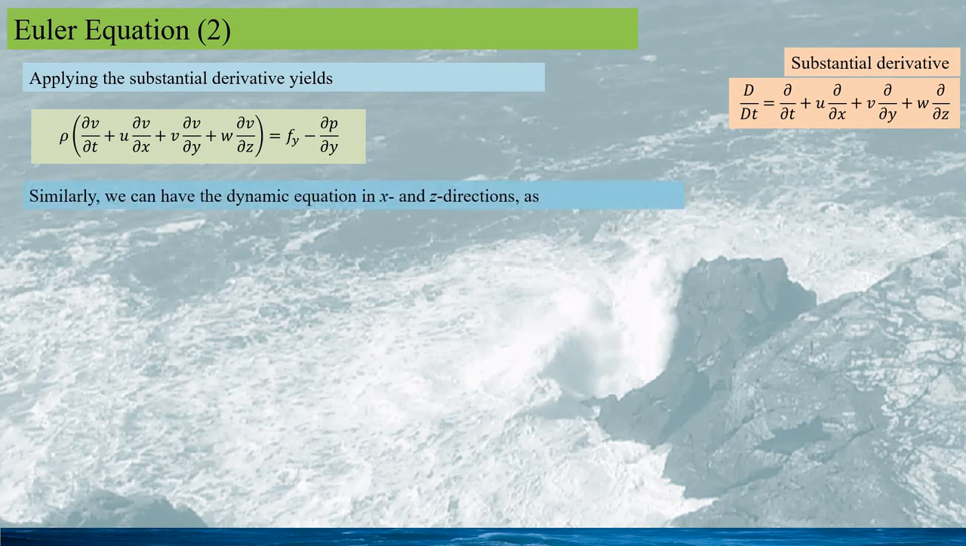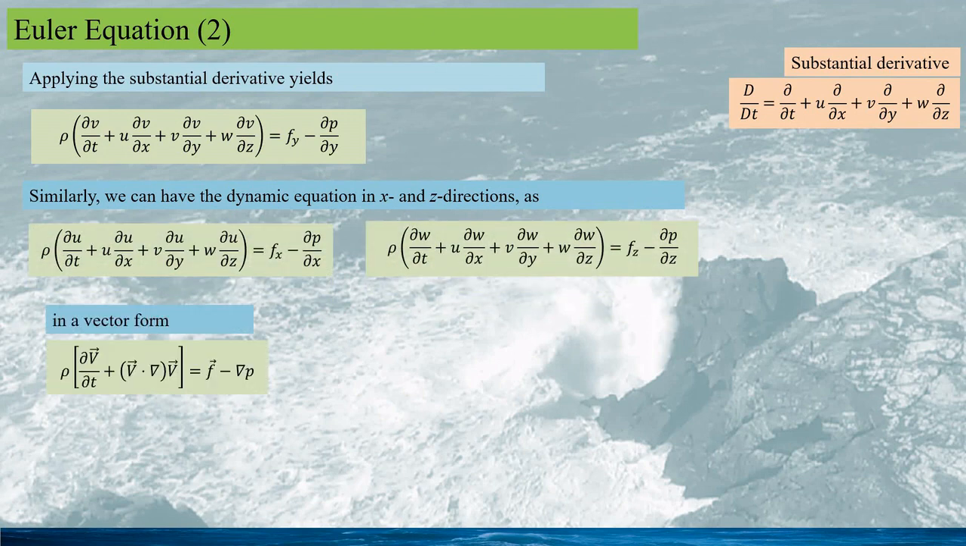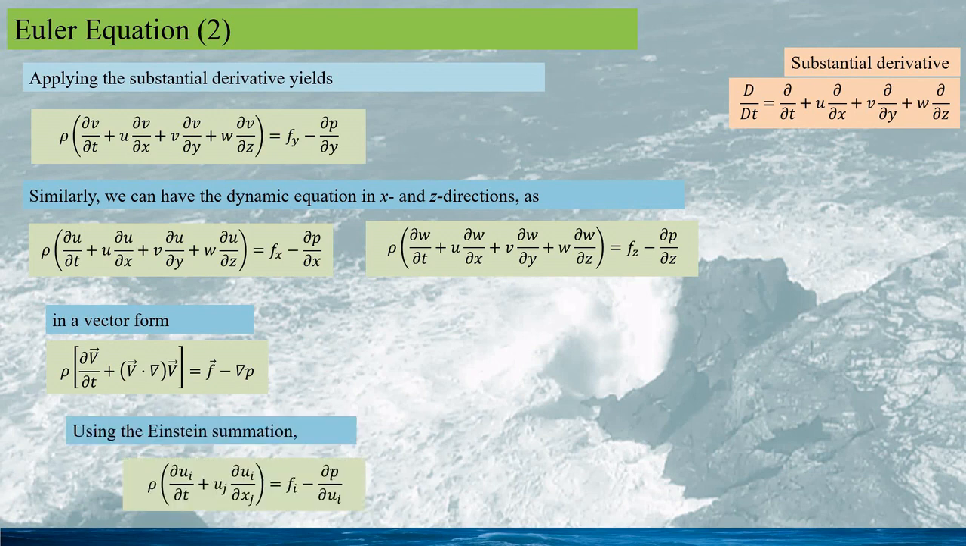Similarly, we can have the dynamic equations in x and z direction as this. In a vector form, the fluid dynamic equation can be written as this. This is actually the Euler equation in vector form. We can also use the Einstein summation for the Euler equation.